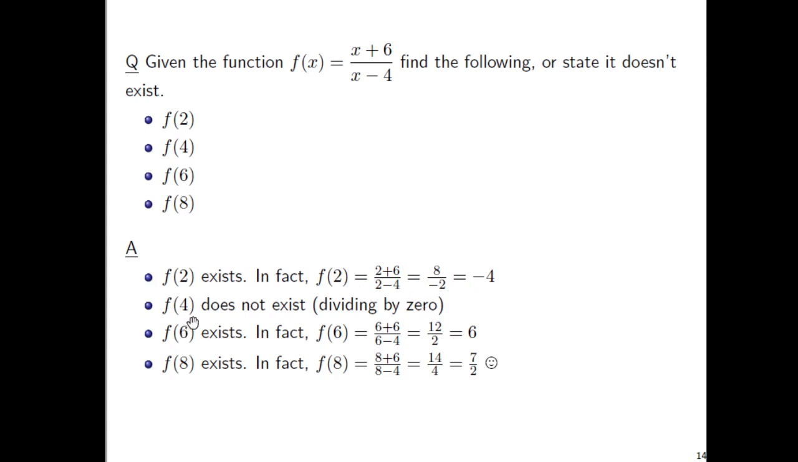f of 4 doesn't exist. In fact, if you try plugging in 4 for all the x's, the denominator is going to say 4 minus 4. That would be dividing by 0. f of 4 here doesn't exist.